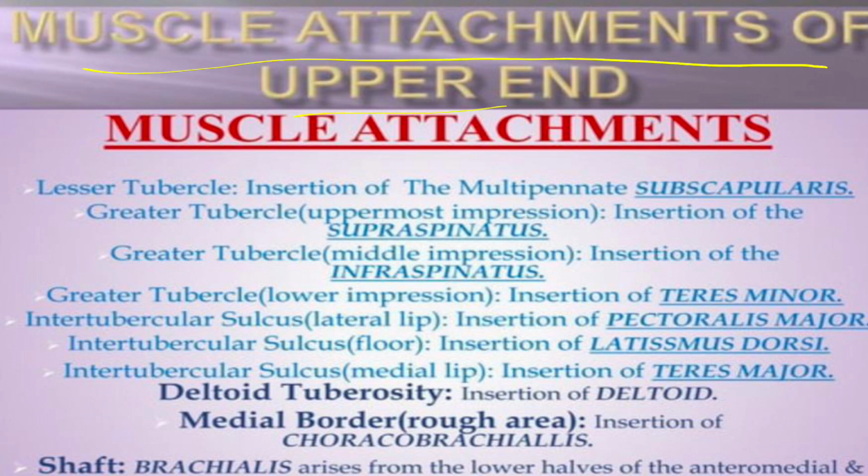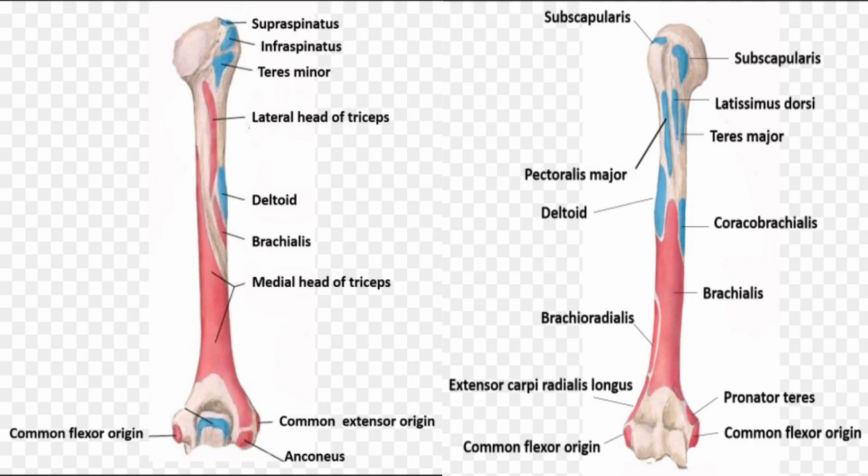Muscle attachments of the upper end. Lesser tubercle provides insertion to the subscapularis muscle. Greater tubercle has three impressions. Uppermost impression provides insertion to the supraspinatus, middle impression to the infraspinatus, and lower impression to the teres minor muscle. See in this diagram, you can clearly see uppermost impression for supraspinatus, middle impression for infraspinatus, and lower impression for teres minor muscle.